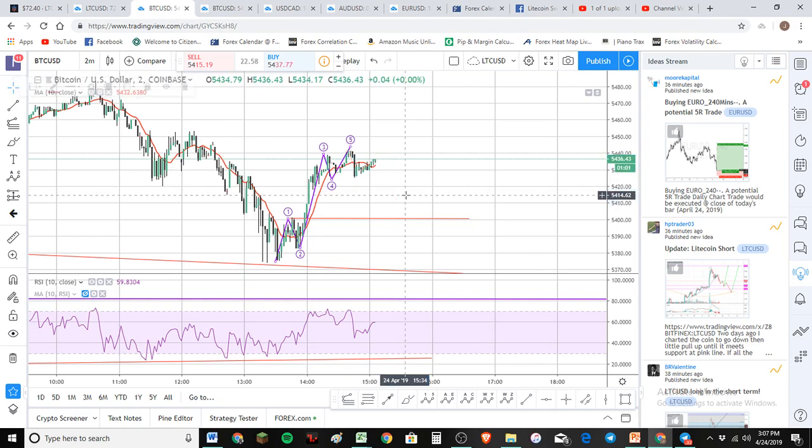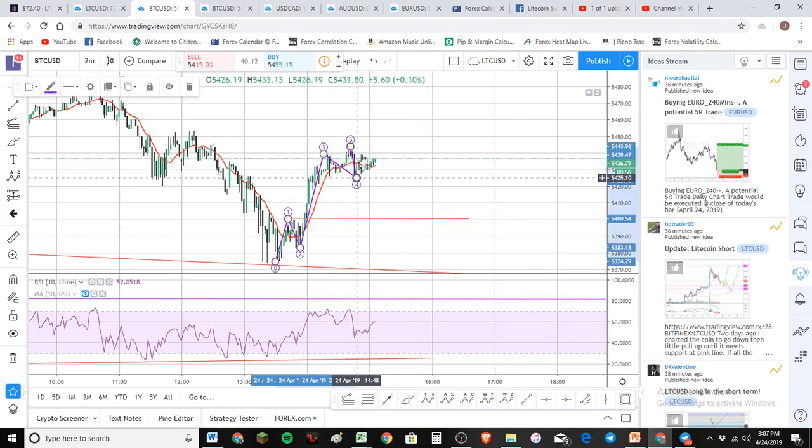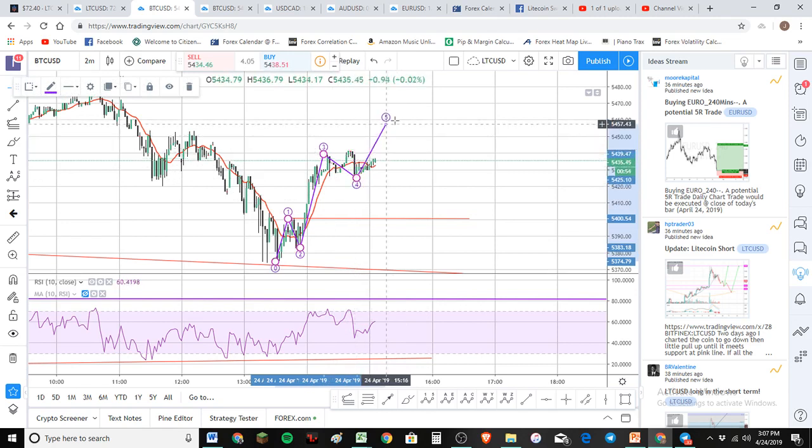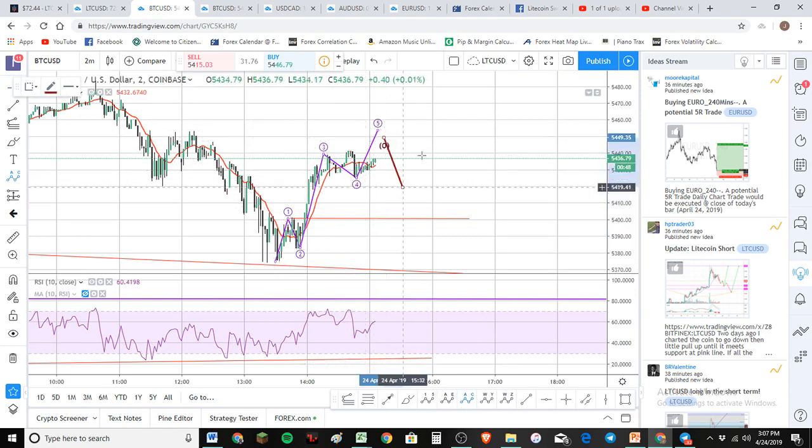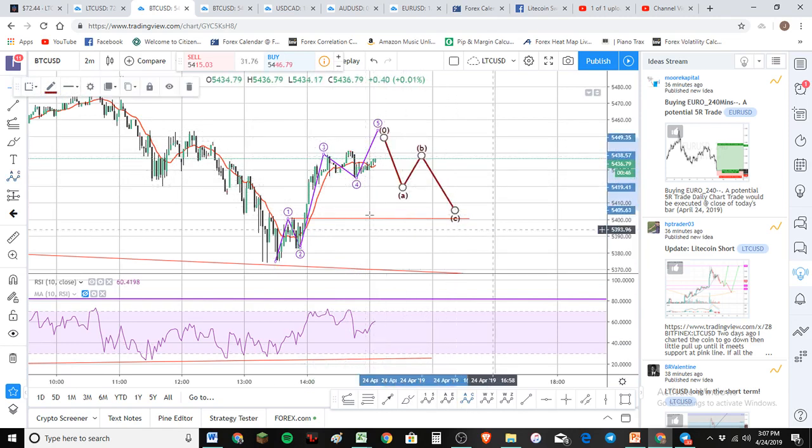Now, say it doesn't. Well, again, we have to understand the scenario as well. This could be the 4, and we're coming up here for 5. But after that, if that's the 5, we're still waiting for an ABC. So we're still looking for this. Either way, I'm looking for a retracement down to this level, and when price comes down here, there's my entry point at the $5,400 mark, somewhere in there on BTC.